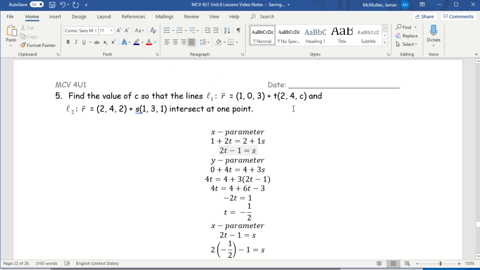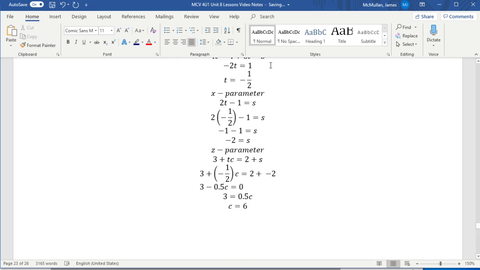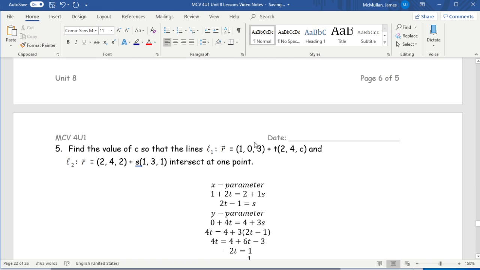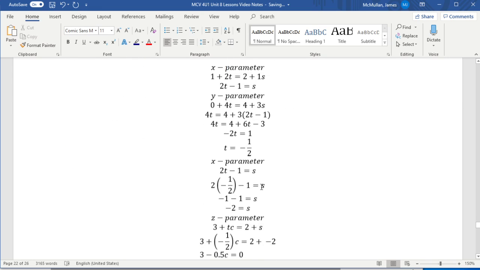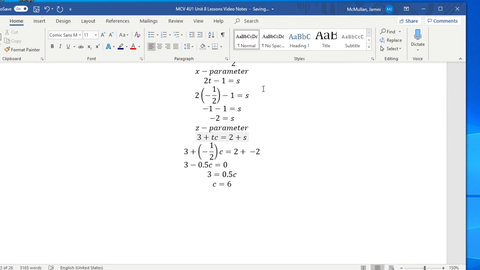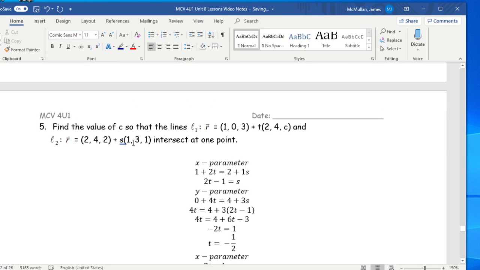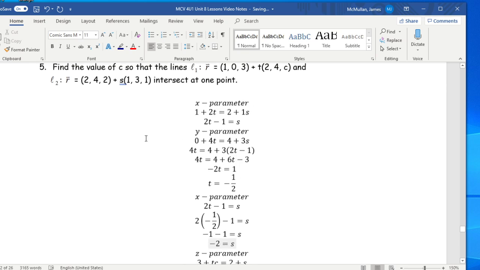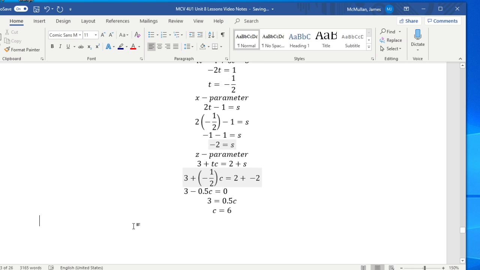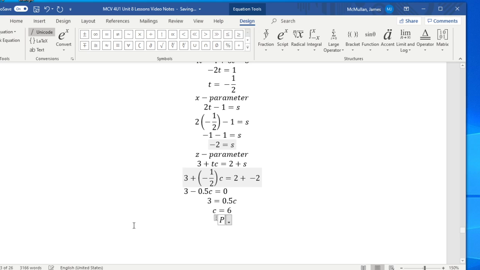So if this is true, then we should be able to show that when c is 6, the two lines intersect. So does it say we have to find the value of c so that all it says is we have to intersect at one point. So technically we're done. If we wanted to know where they intersect, we would plug in the value of s that we got into R2 and find out where it is. So let's just say we had to do this. So point of intersection. So find the point POI.